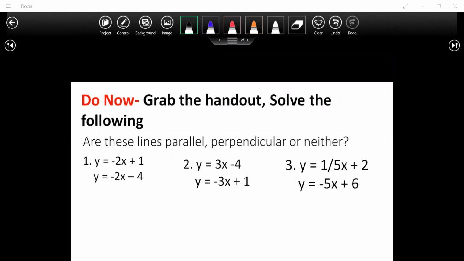What's the only part that we really care about? Slope. In this case, our two slopes in our first one are the same. What does that mean that the lines are? Parallel. So this is definitely parallel.